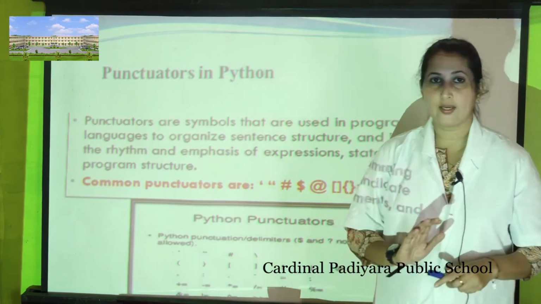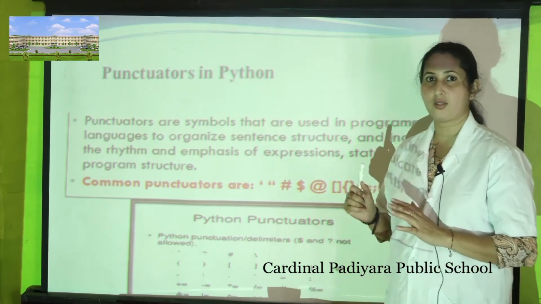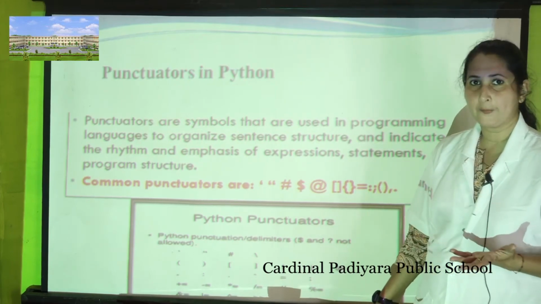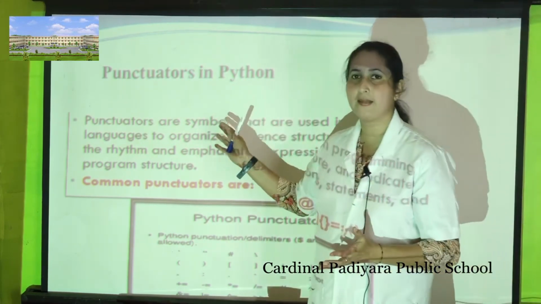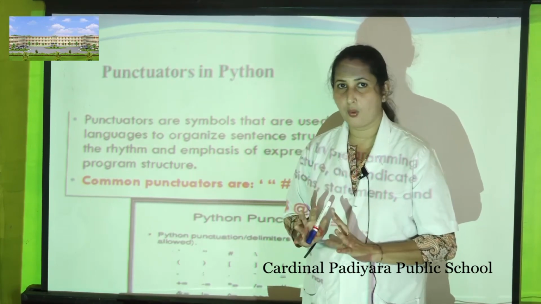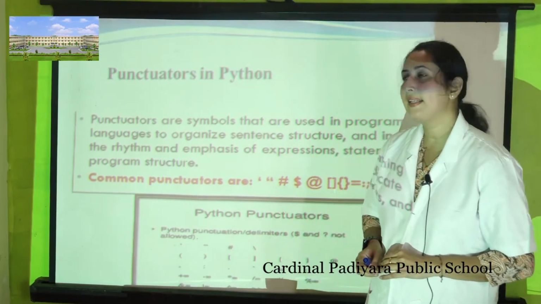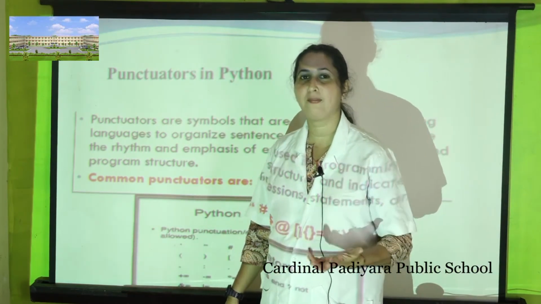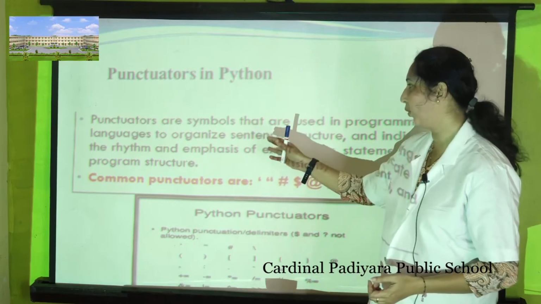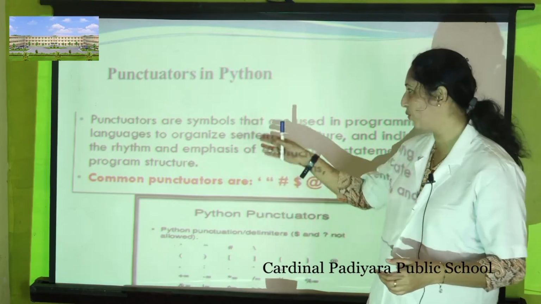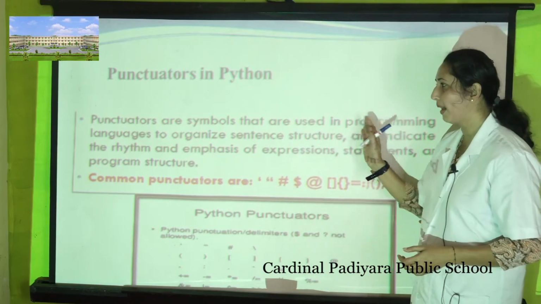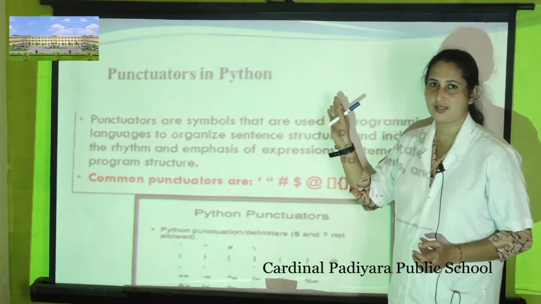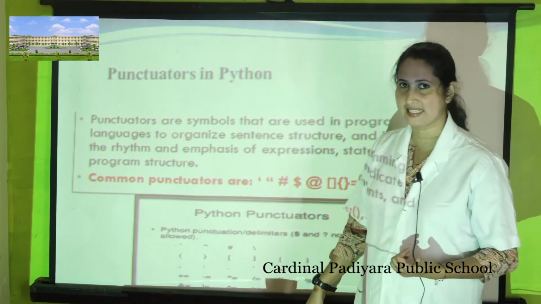Next is punctuators. This is also a token. The last token is punctuators. Punctuators are symbols, different kinds of symbols used in Python programs. For organizing a sentence structure in a programming language, we use these symbols. We already saw them in an example.